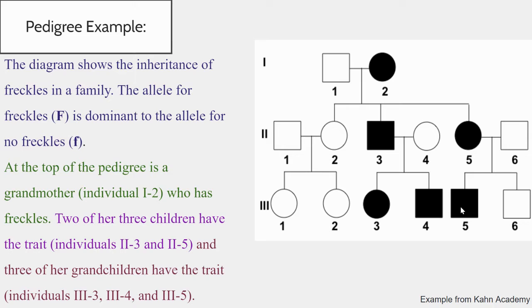So they must have gotten a big F from their mom and a little f from their dad. And then this child did not have freckles, which means they must have gotten a little f from their mom and a little f from their dad. So you can see that's how pedigrees work.